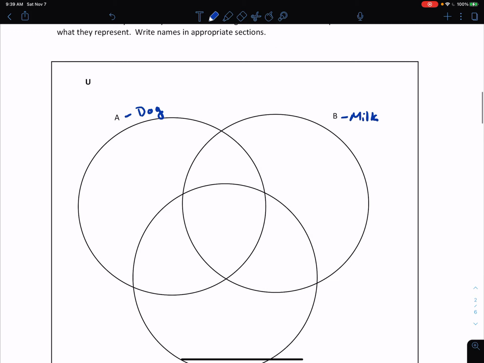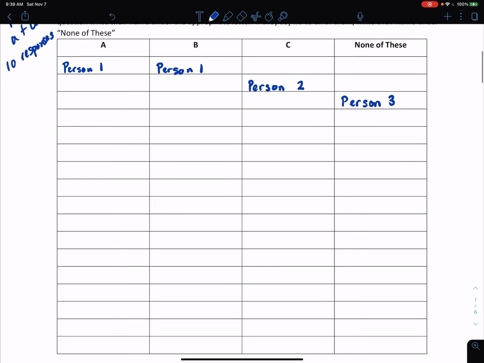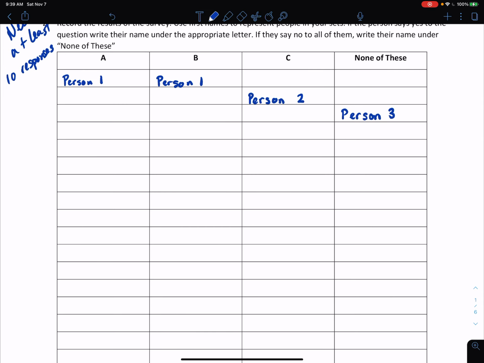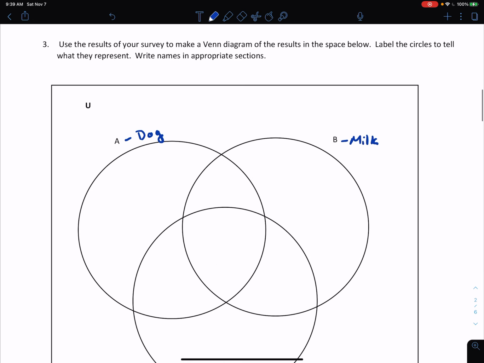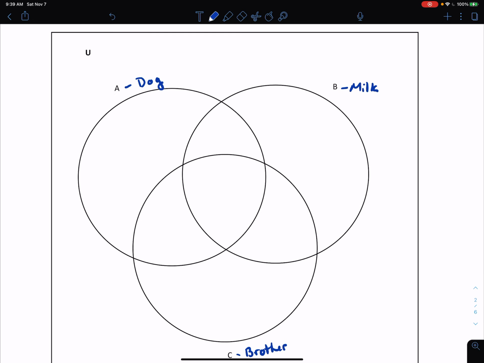So if I'm looking just at the 3 responses I have, remember you need 10, person 1 said yes to both A and B. So when I'm writing my Venn diagram, I only want each person's name to show up once. So I would look for the overlap between A and B only, and I would write person 1's name there.